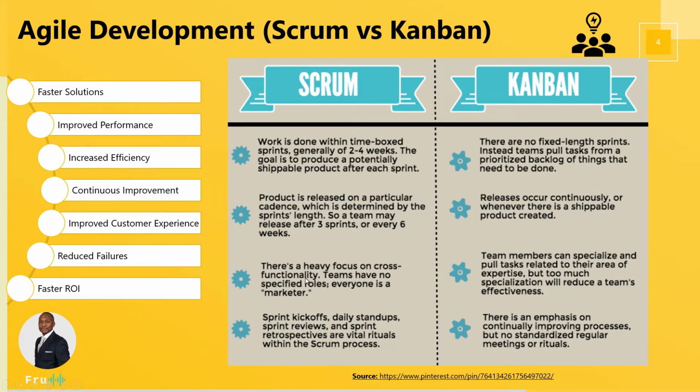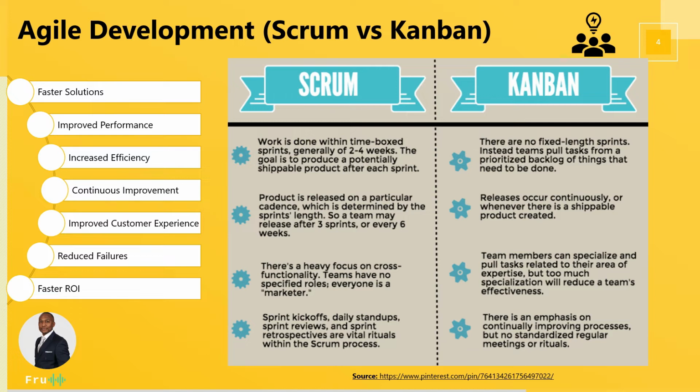All right, in Scrum there's a heavy focus on cross functionality. Teams have no specified roles. Everyone is a marketer, as an example. Whereas in Kanban, teams can specialize and pull tasks to their areas of expertise, but too much specialization will reduce the team's effectiveness. So let me summarize this. Basically, the whole idea for Kanban is that you really don't want to specialize too much. Everybody can come in and pull tasks and get it done.